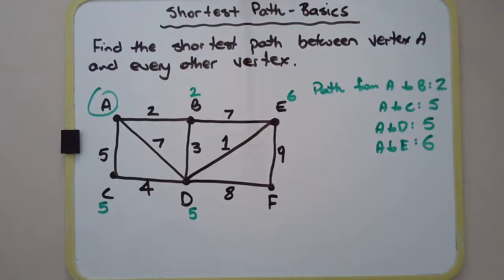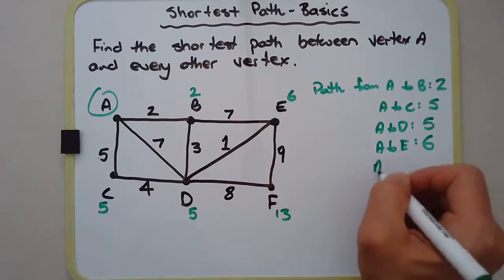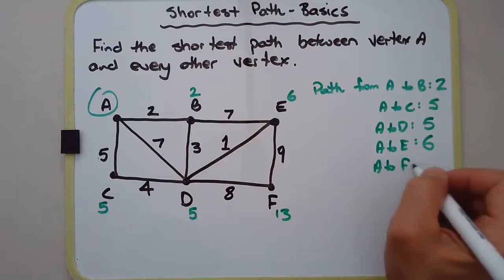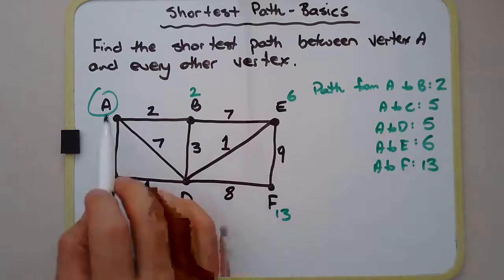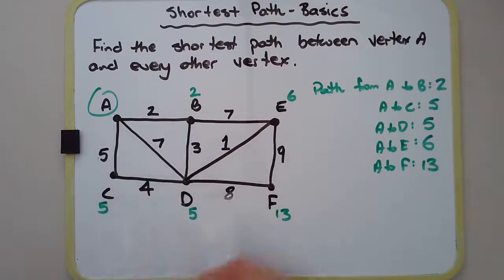Now finally, to get to F, we can get to F via either E or D. 5 plus 8 is 13. Or 6 plus 9 is 15. So clearly 13 wins out there. So A to F is 13. So what we've done is we've calculated the shortest, the lowest weight path from A to each of these other 5 vertices.